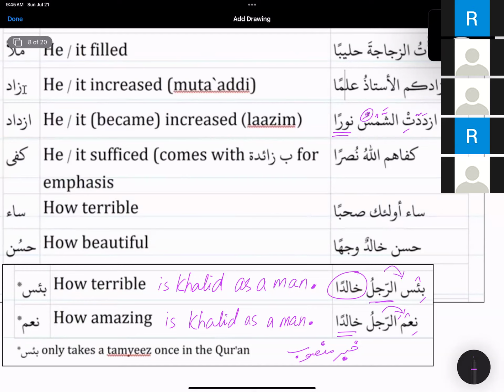Then we have liyazdadu. So they can increase in what sense? Imanan. So imanan is tamyiz over here. Ma'a imanihim. So they already have iman, and with that iman, they increase more in iman. Subhanallah. So nurun ala nur, right? When you have some nur, then it's going to catch fire on more nur.